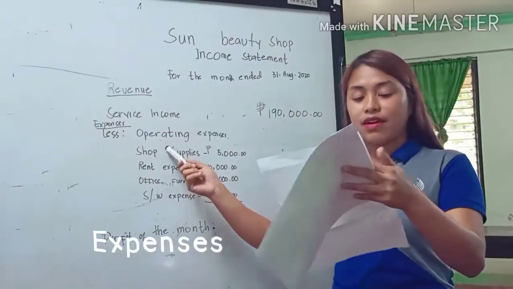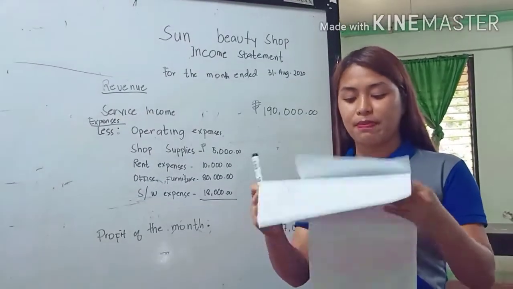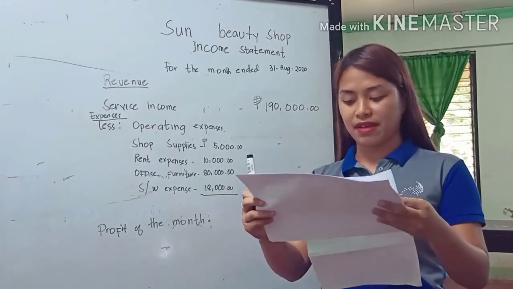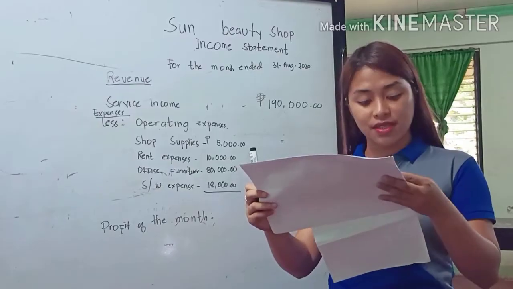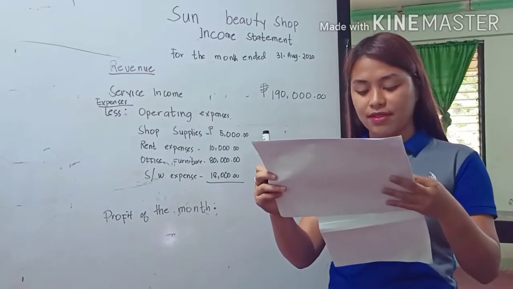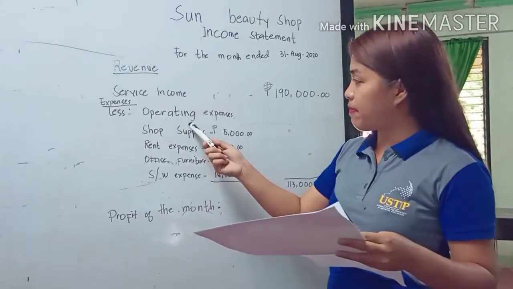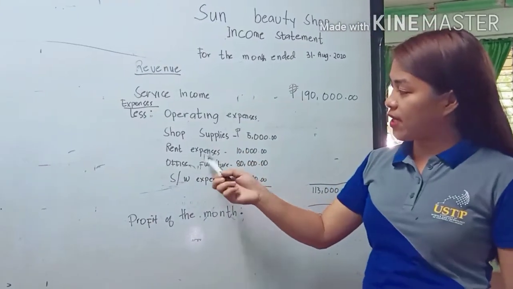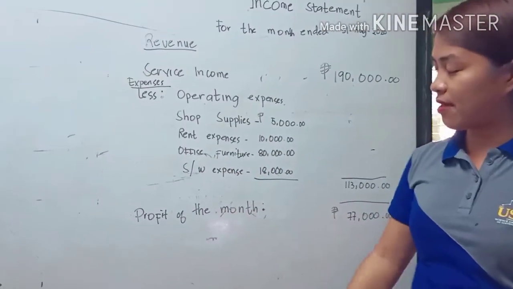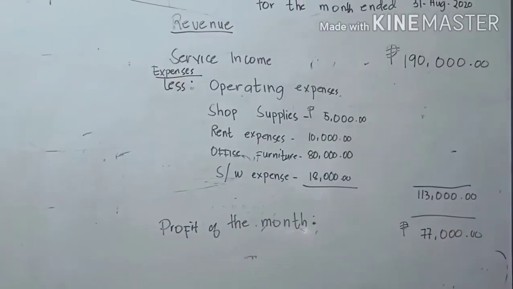And expenses, costs and expenses, denote the benefit received by the business from its use, which helps in carrying out its operation, like salaries expense, shop supplies, rent expenses, office furniture, and salaries and wages expense.